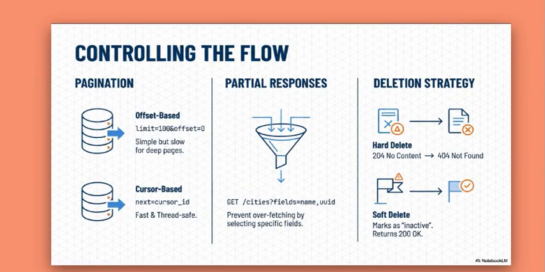Now, I want to touch on partial responses. This is preventing overfetching. Right. Sometimes you ask for a user, and the API gives you everything. Name, age, shoe size, favorite color. But your app only needs the name. That's a waste of bandwidth. Partial responses let you say, fields=name. Just give me what I need.